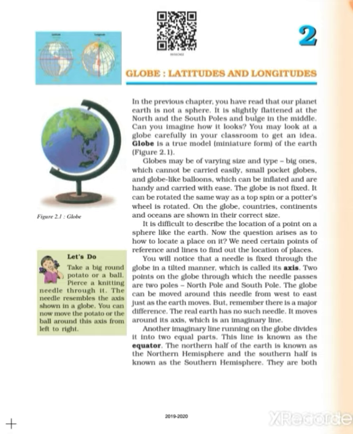When we talk about axis, axis is an imaginary line that is tilted at an angle of 23.5 degrees, right? So these are the two important things that you should keep in mind.